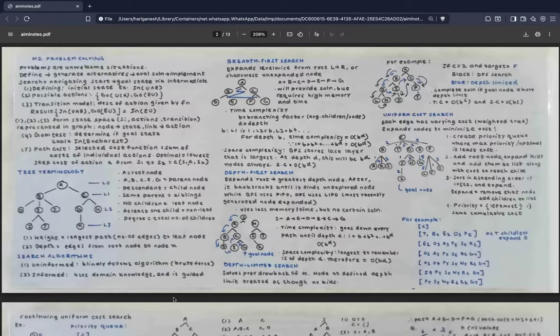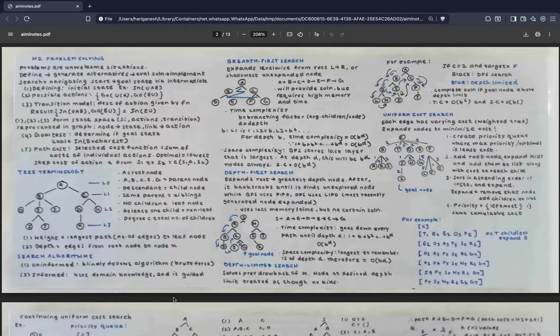It's a state space. The state space is formed by the states, the actions, and the transitions, represented in a graph. A node is a state, so A, B, C, D, E, F, G, H, I, J, K are all nodes, and the lines between them are known as paths or links. Those represent actions.